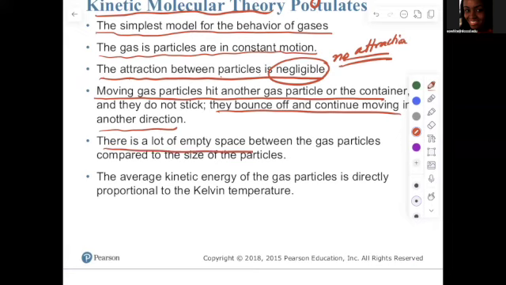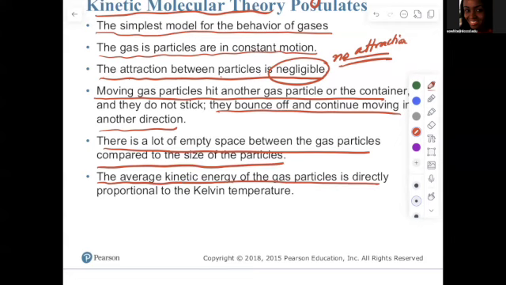There is a lot of empty space between the gas particles because the density is very low compared to the size of the particles. So if you're trying to figure out what space the particle occupies, or what space is available for the particle to travel, it's the whole volume of the container, because ideal gas particles behave as though they don't take up space. The average kinetic energy of the gas particles is directly proportional to the temperature in Kelvin. We mentioned this before. You want to make the gas move faster, increase the temperature. It's a linear relationship, so you want to track Kelvin temperature.